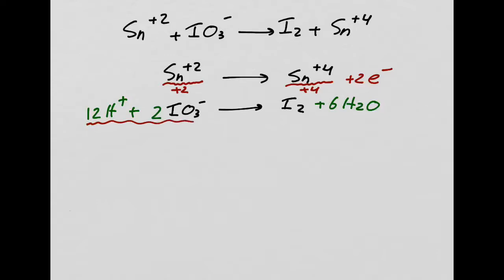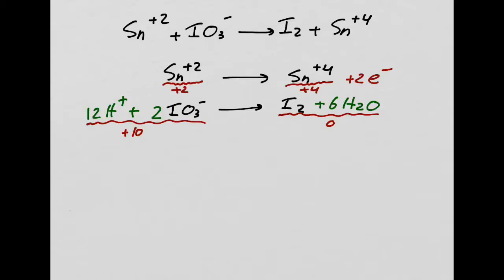Now, let's come down here. What's the charge on this side? I have 12 pluses and I have 2 minuses. 12 minus 2, I have a charge of 10 on this side. How about over here? This is 0, this is 0. These two are neutral compounds. Don't just make up charges for them. They're neutral, they have no charge.